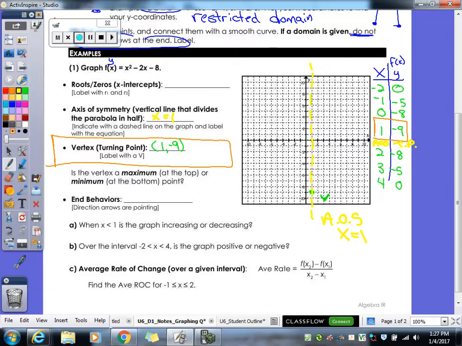Now we're going to do our roots next. Our roots are also called our zeros. So we look where the y is 0, and it's in 2 spots. It's at 2, 0. We're going to graph our roots first, -2, 0, and 4, 0. And we're going to label them R1 and R2.